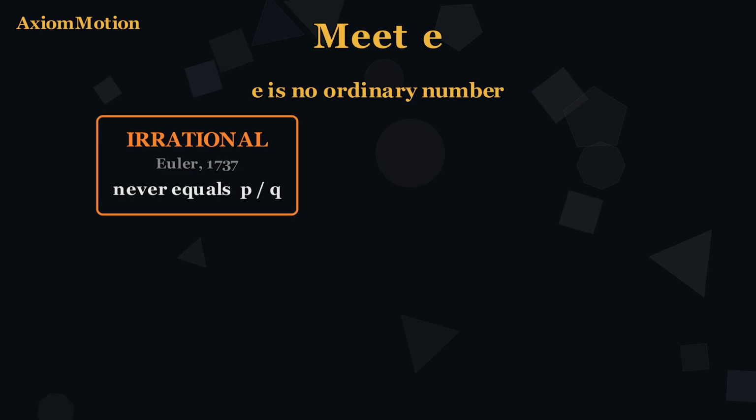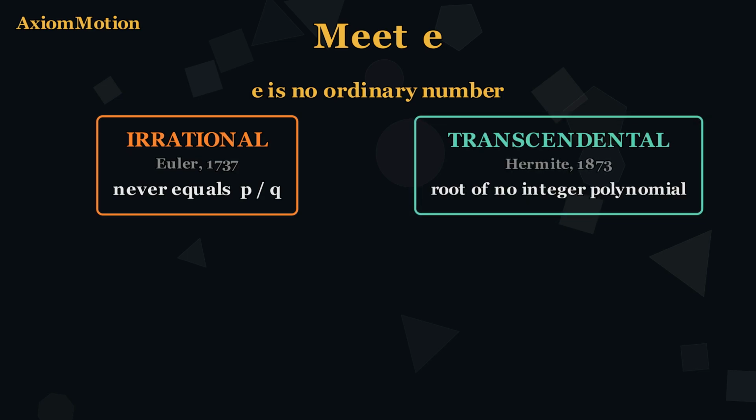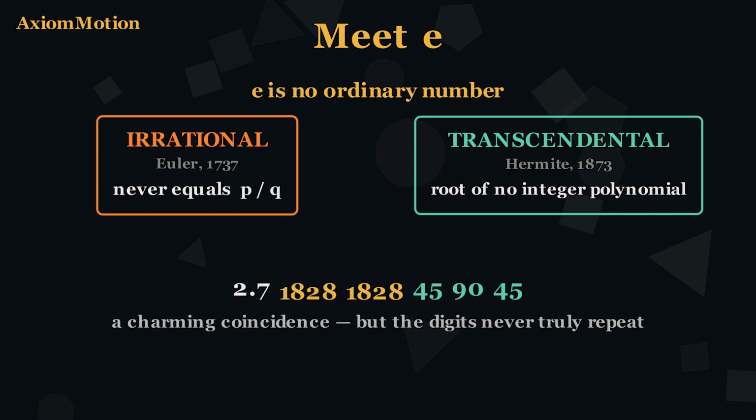It is irrational. Euler proved in 1737 that it can never equal one whole number divided by another, so its digits run on forever with no repeating block. It goes further still. e is transcendental, shown by Hermite in 1873. It is not the root of any polynomial with whole number coefficients, although its opening digits hide a charming coincidence. 2.7, then 1828, 1828, then 45, 90, 45. A lovely way to memorize them, but a coincidence all the same. For now, e is just a number.